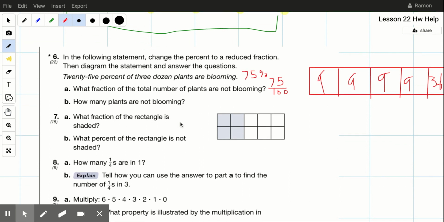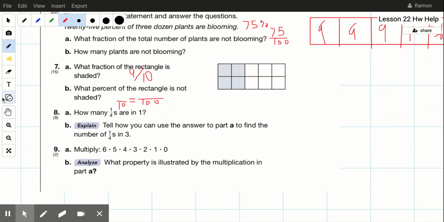What fraction of the rectangle is shaded? So we have to count how many total squares there are, which looks like there's 10. And then how many are shaded. And make sure we simplify. Now to turn the not shaded into a percent, since it's out of 10, you just have to make it into a fraction out of 100 and change it to an equivalent fraction.